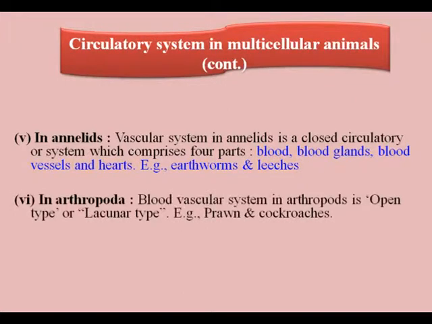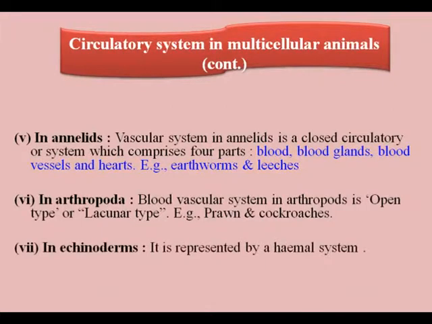Next, what comes in arthropods. Cockroaches, prawn, all come in arthropods. So the blood vascular system in arthropods is open type or lacunar type. Next, in echinoderms, it is represented by the hemal system.